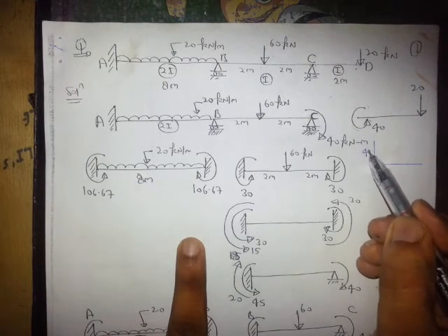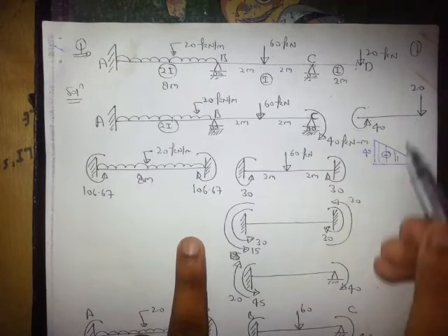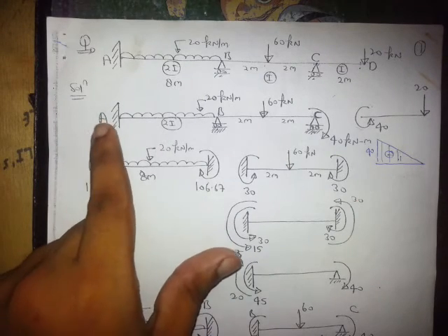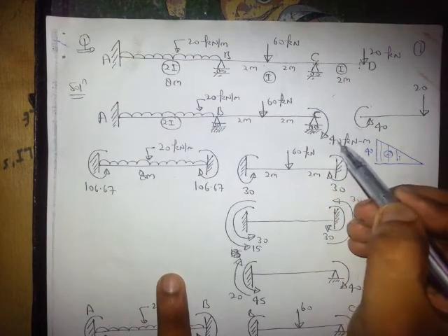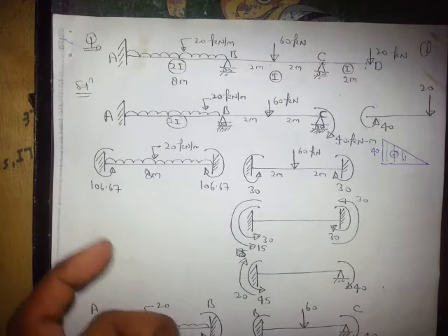Minus means up, so minus 40. So this is the BMD of C to D, which means this is known. Now I want to draw the BMD of A to B and B to C. Dear all, this 40 is applied here. Now what we will see, we do the same procedure.